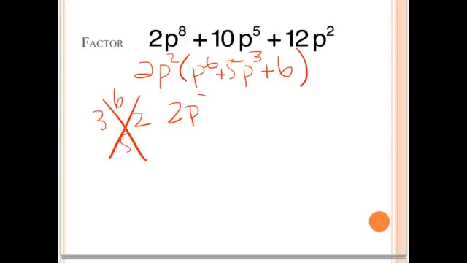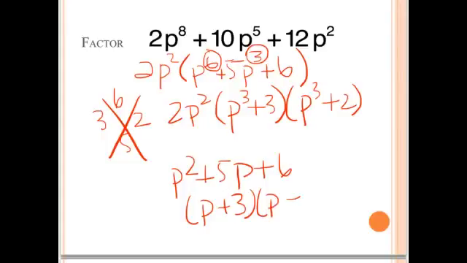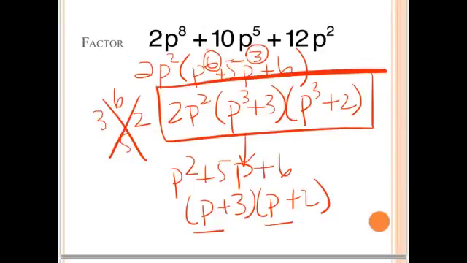So I end up with 2p squared, but this time, because I have p to the 6th and p to the 3rd, that first term is going to be p to the 3rd plus 3, and p to the 3rd plus 2. Remember before we had something like this. It would be p plus 3 and p plus 2. And we get what that exponent should be by what that exponent is. Okay, so we end up with this.